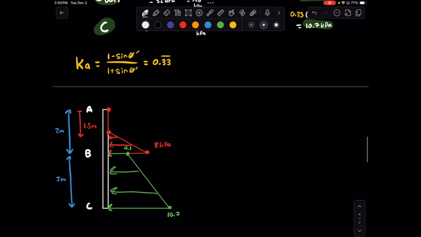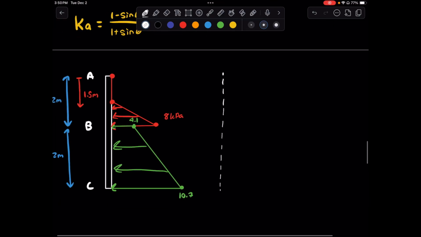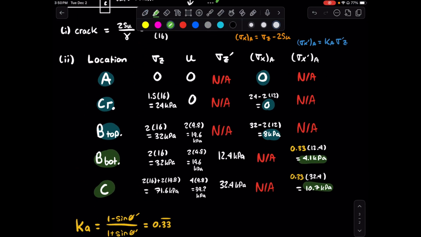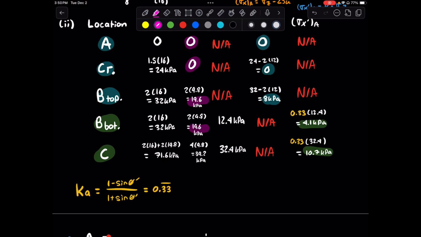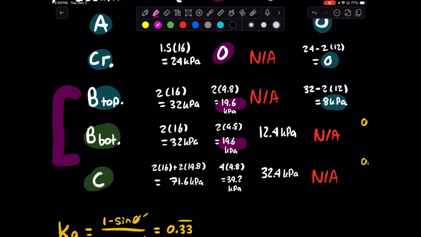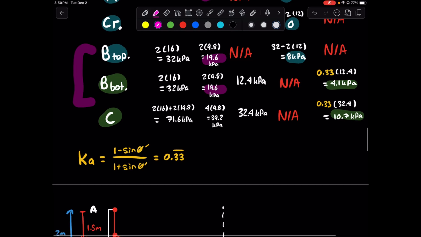So now the last thing we need to consider is water. So I'm just going to plot kind of like a secondary axis. So it's just showing that this is acting on the wall, but just so it doesn't become a mess. So now we just consider the last column here. So A is 0, crack is 0, 19.6, 19.6 at B. So this is just one big B now with the same value. It's also a good way to check if you made a mistake. The B values for the pore water pressure should be the same. And then 39.2.